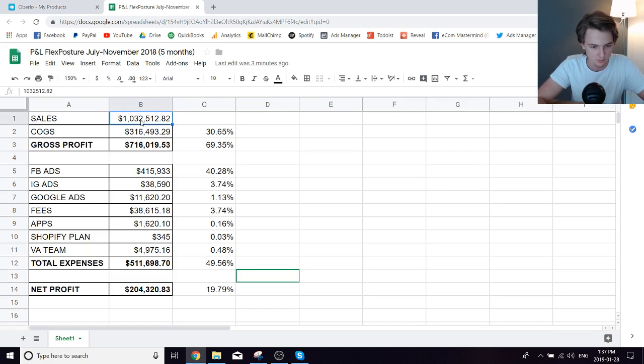So the sales are 1.03 million, and the cost of goods was about 30% of the total sales. Now the gross profit on that is about 69%, but this doesn't really mean much because we still have all the other costs to take out.